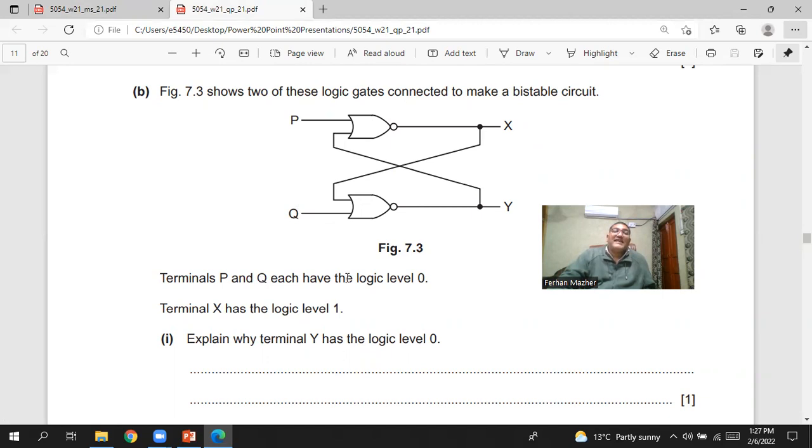Terminals P and Q each have the logic level 0. P and Q, they both are 0. Terminal X has a logic level 1. Explain why the terminal Y has a logic level 0. Try to understand this. This input is 0. He said Q is 0. The X is 1, and it is fed as an input to this logic gate. So here we have 1 and 0. Add these two: 1 plus 0 will be 1, and then invert it, you will get 0. So Y will have a 0 output.